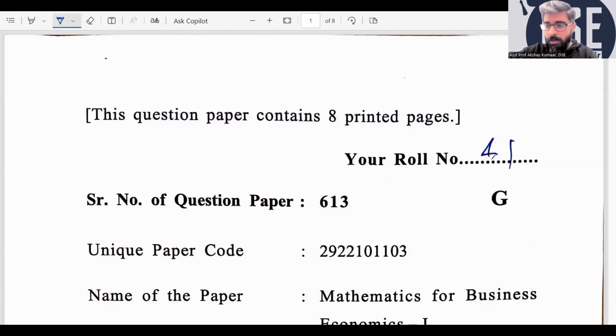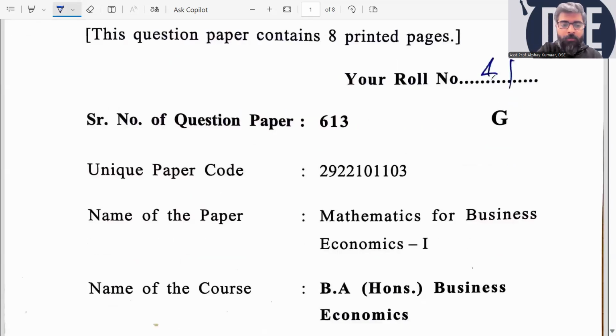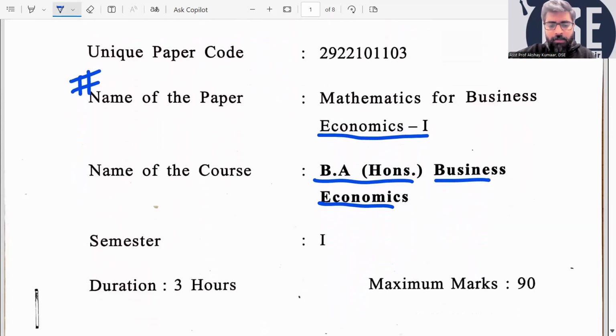So this is the question paper all students can currently see on your screens. The name of the paper is Mathematics for Business Economics 1. And this is for all those students pursuing BA Honors Business Economics from University of Delhi. I'm going to start with the discussion of this particular paper in this lecture.